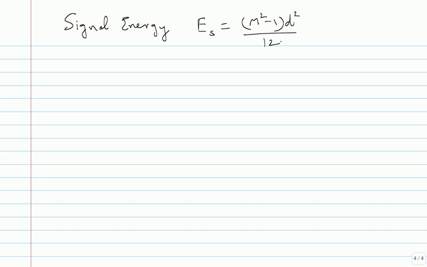So you notice this is very interesting. On the left hand side you have energy of the signal. On the right hand side you have two quantities that are of very great importance to you. The quantity d, which is the minimum distance in your constellation, which plays a crucial role inside my argument of q, which determines my probability of error. And then also m, which is related to my rate.